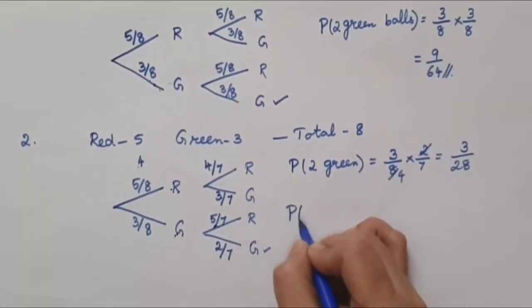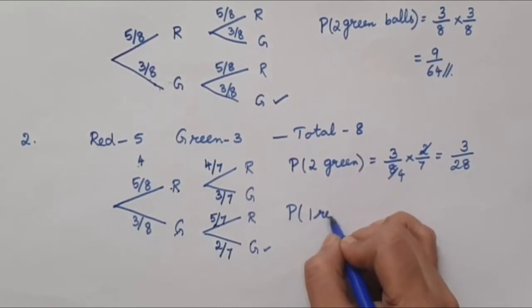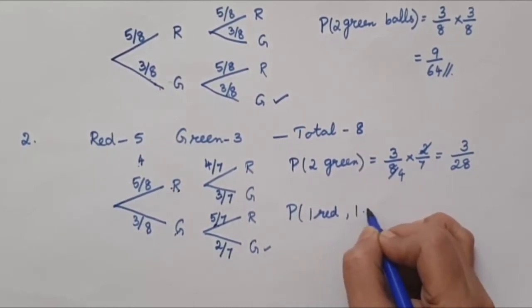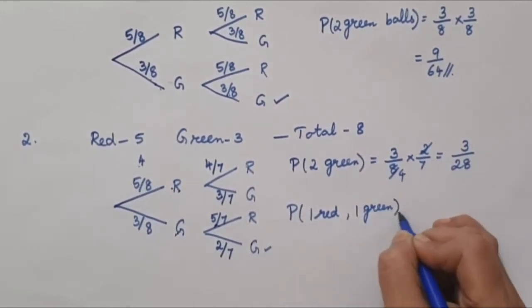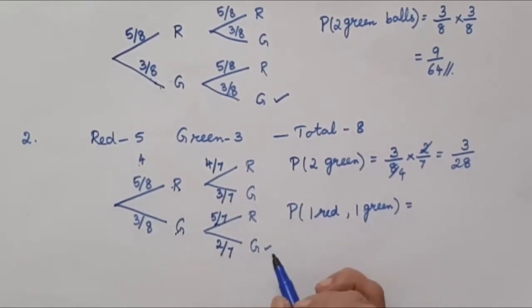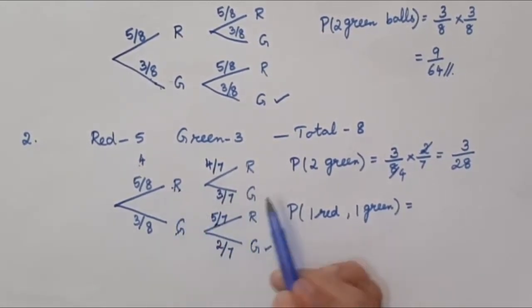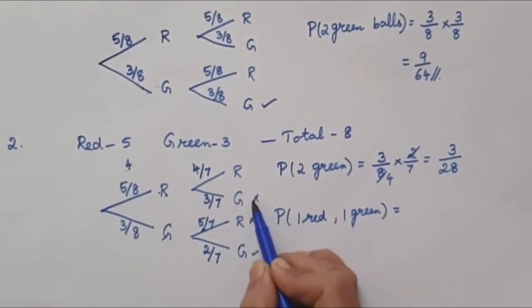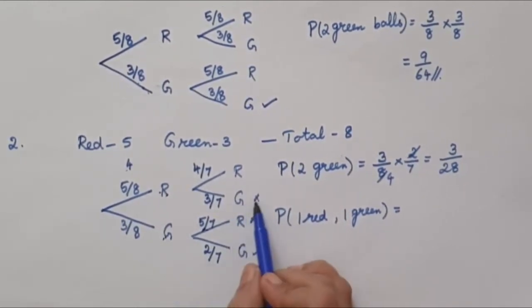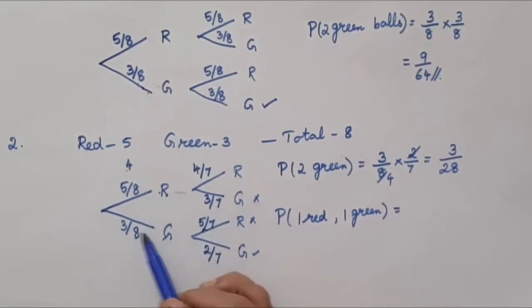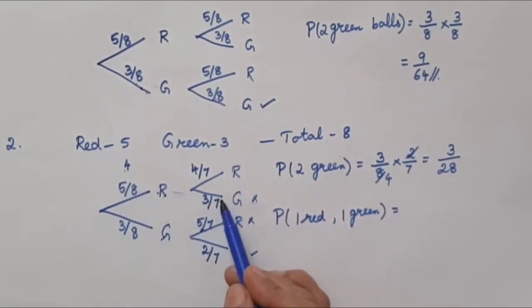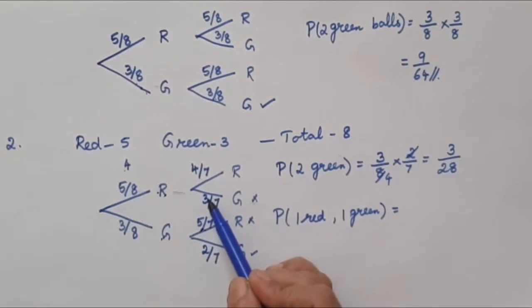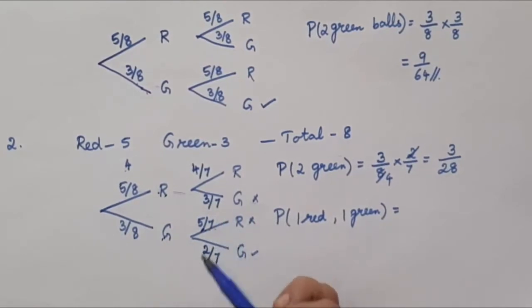Probability of 1 red and 1 green. So which branches do we have? 1 red. So this is a red and a green. So this one. Then green, red. So this one. These 2 branches we have to do. So how will we reach this? Like this and like this. When we go along the branch, we multiply it. When we shift from one branch to another, we add it.